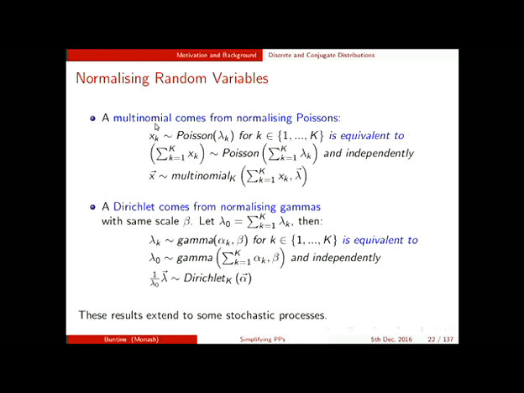Sorry. If we normalise Poissons, we get a multinomial. Same thing as if we normalise gammas, we get a Dirichlet. So if we have a vector of these gammas, lambda k, for 1 to k, we compute their total and normalise that parameter vector. It's the same as if we had a Dirichlet. And the total is also gamma distributed, summing on that first parameter. This is a very important property, and we'll see that this extends to some more abstract cases.